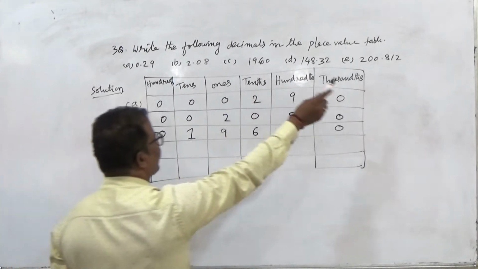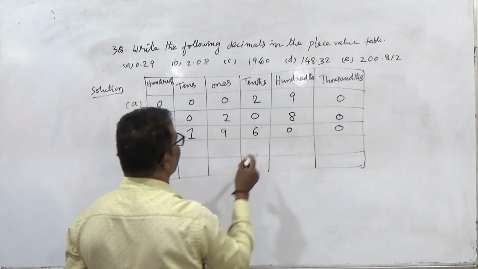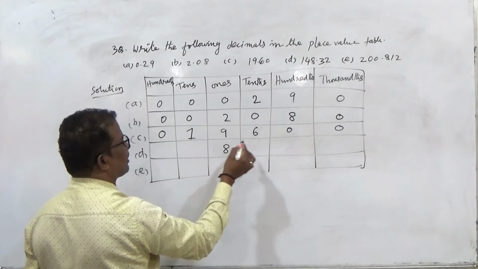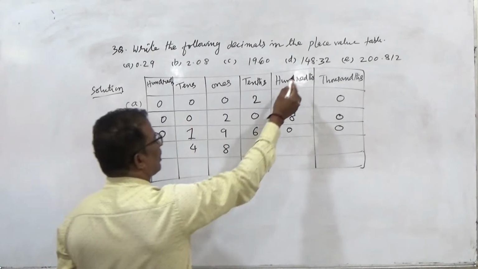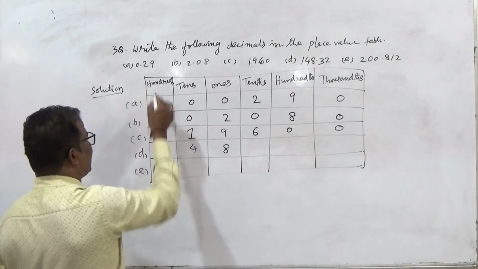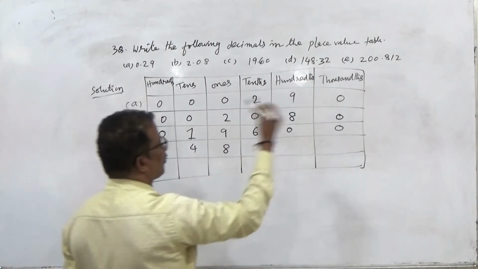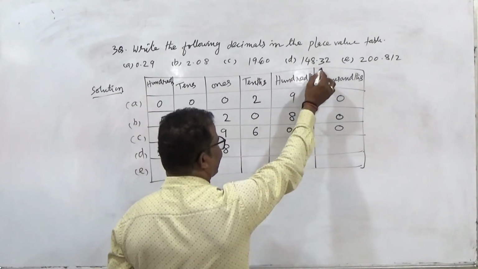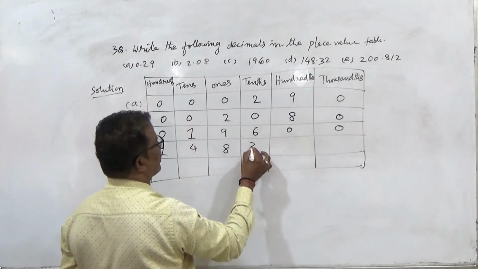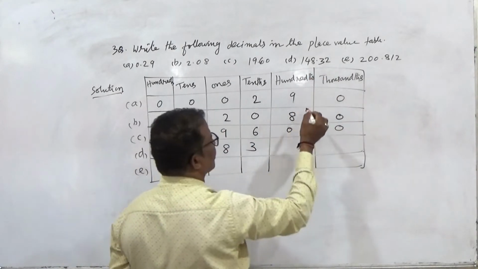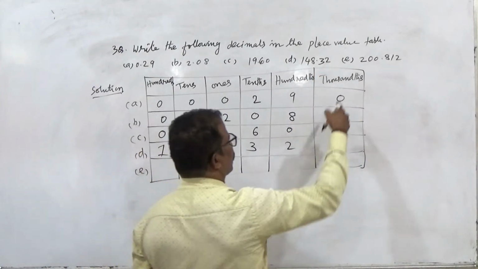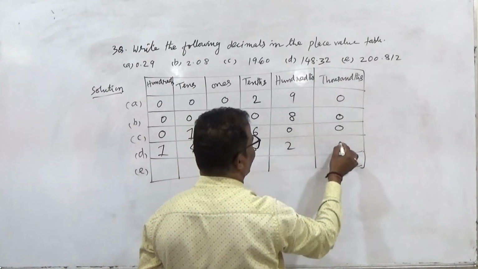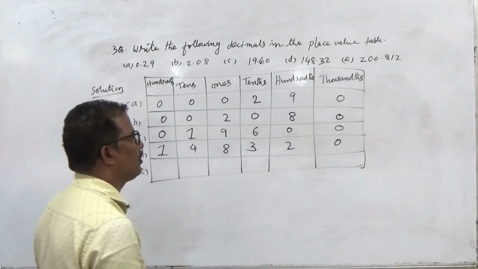148.32. 148. In ones place how much is there? 8. So in ones place we can write 8. And for tens place 4, we can write here 4. And hundreds place 1. In hundreds we can write 1. And after the decimal point, first place, that is the tenths place, it is 3. So we can write here 3. Then hundredths how much is there? 2. So for that you can write 2. And thousandths nothing is there here. So for that we can write here 0 to complete the table.